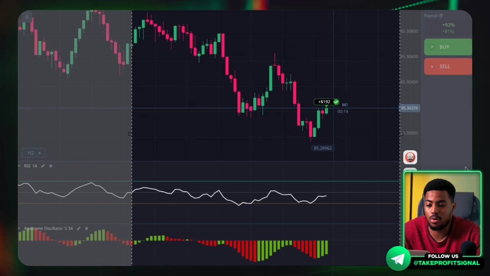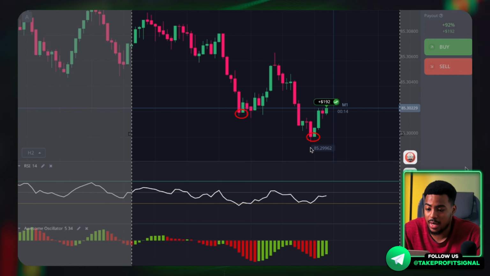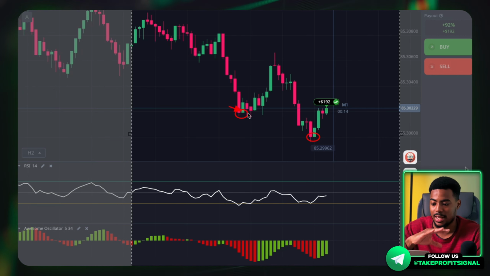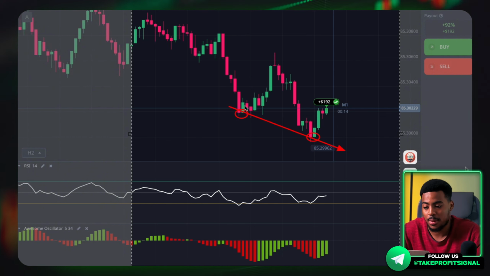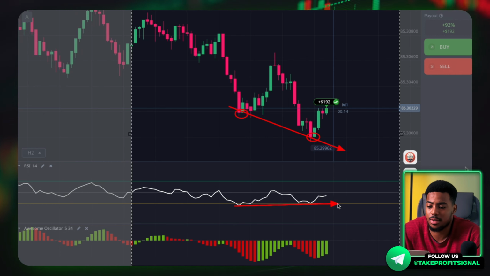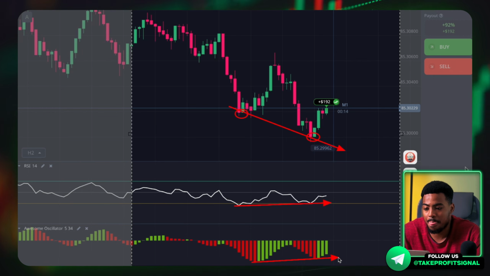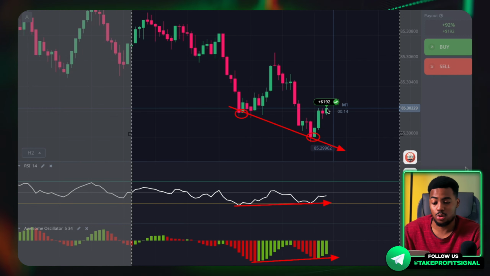Next, we look for local values. That is, we have 2 local minimum values, I mean the bottom 1 and bottom 2. We draw a line through them and realize that the chart is falling. We draw a line through the same values on the RSI indicator and see that the RSI is going up, and the Awesome Oscillator is also going up.